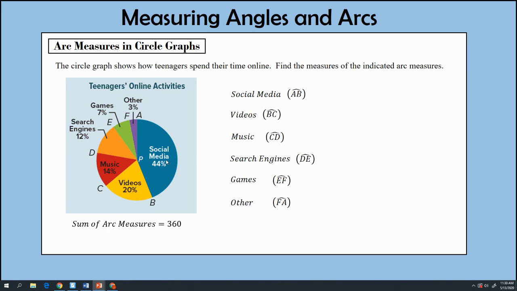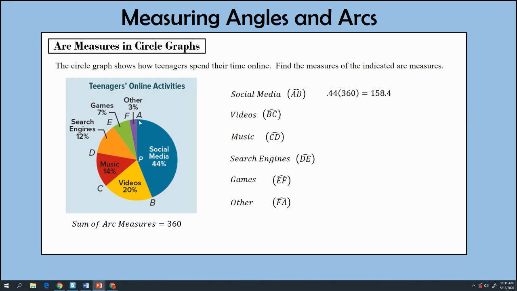So rather than having a central angle to compare to, what we now know is that the social media, which is 44%, represents 44% of the 360 degrees in here. So I'm simply going to find a percent of 360. How do I find 44% of 360? Well, we change the percent to a decimal by moving the decimal point two places to the left. So 44 becomes 0.44, and then multiply by 360.